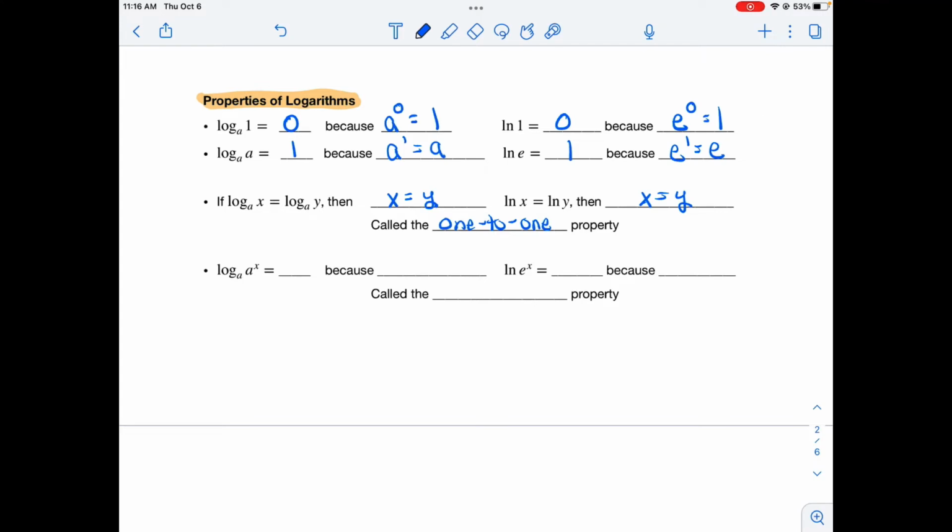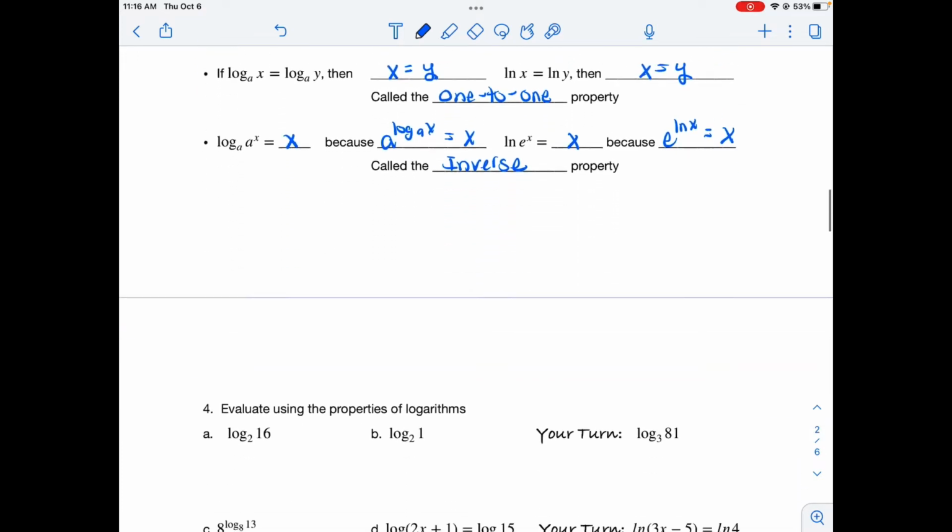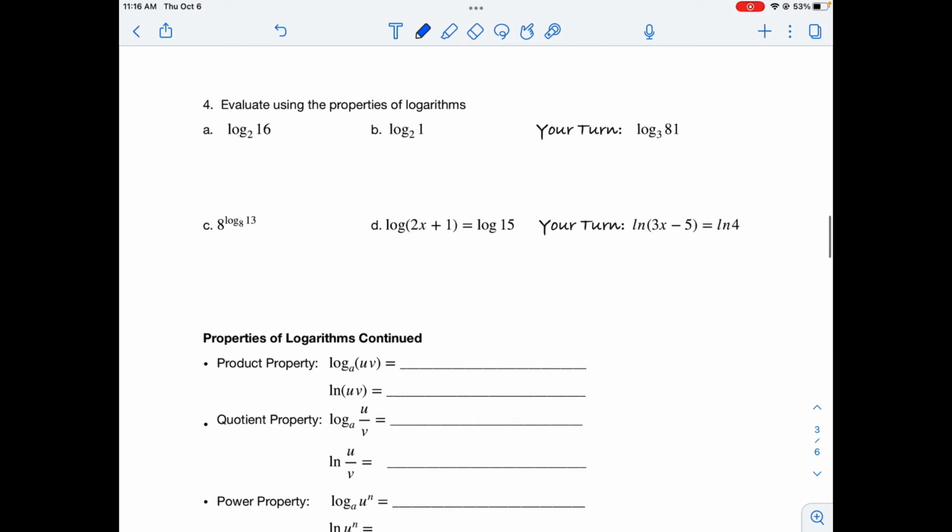And if we have log base a of a to the x, the exponent and the logarithm kind of cancel each other out, and you're left with just the x term. And that is true if I have a raised to the log base a of x, it is also equal to x. And that's basically from our inverse property of f of the inverse of f of x. When you did that compound function, you got x. Well, we're doing the same thing here with logarithms and exponentials, and so that's called the inverse property.